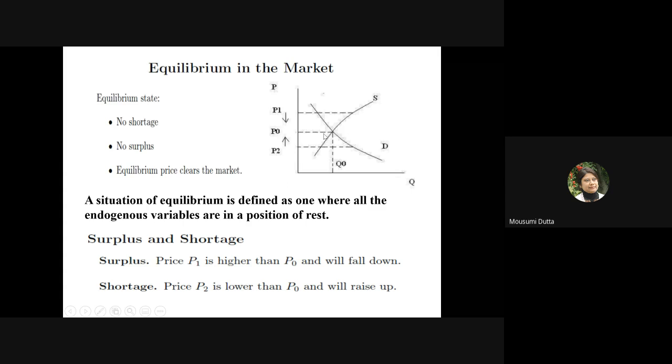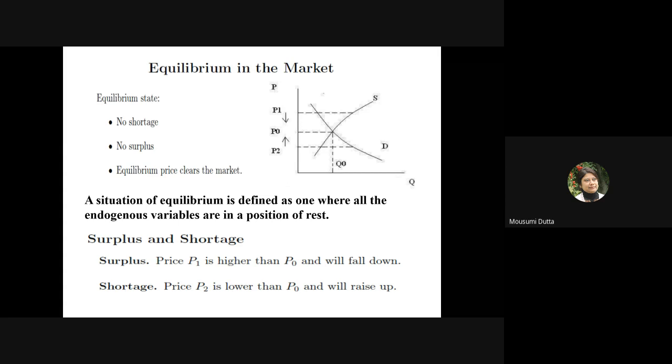and this adjustment will stop once the price reaches this price P naught. So surplus can be defined as a situation given by price P1, which is higher than P naught, and the price will fall down. On the other hand, shortage is a situation described by the price P2, which is lower than P naught. And in this context, there will be pressure on the price so that the price goes up continuously. And this entire adjustment of the price stops once the price reaches P naught.